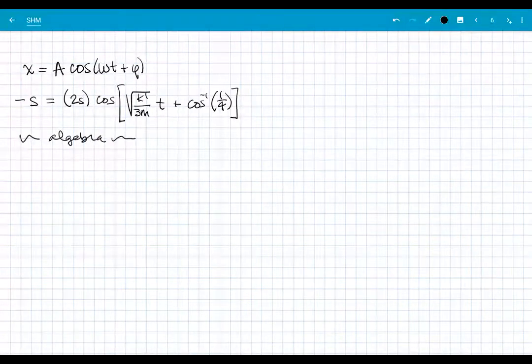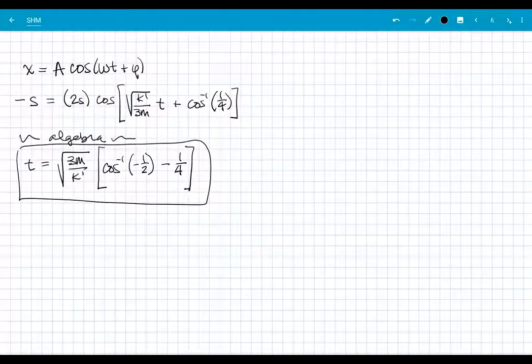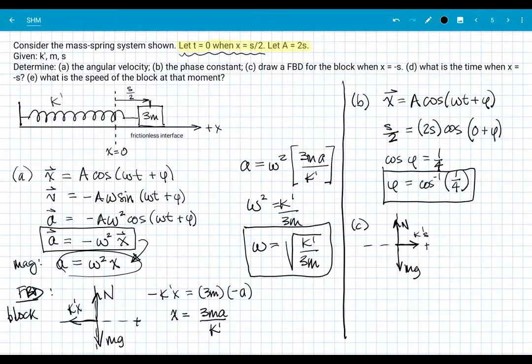As usual, all the details are found in the written solution. And then when I solve for time, my final expression here is time is equal to root 3m over k prime times a quantity arc cosine negative 1/2 minus 1/4. Okay. Let's see what else we got here. So that was part D.